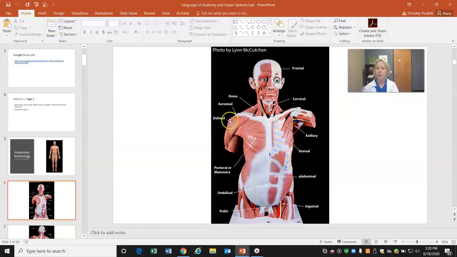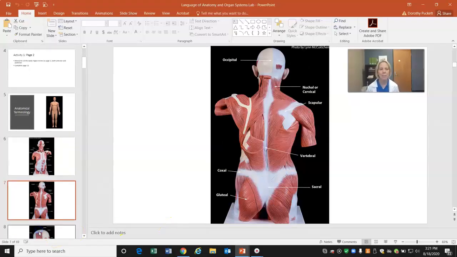The deltoid region, and the very top part of your shoulder, you'll feel a bump if you feel on the top of your shoulder, that's your acromial region. And when we get to bones, that same term, acromial, will be used. Here is your abdominal region, and your umbilical or your belly button region, where your umbilical cord was attached. And then the inguinal region where the thigh meets the trunk, and the pubic region where the external genitalia are found.